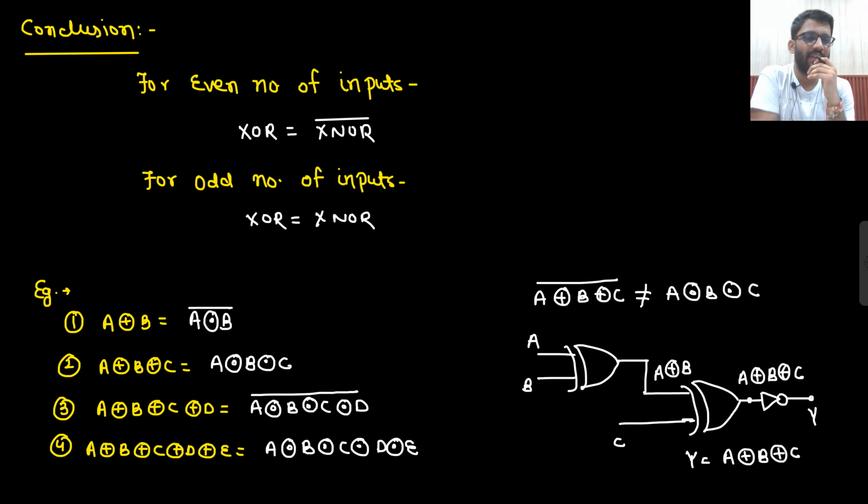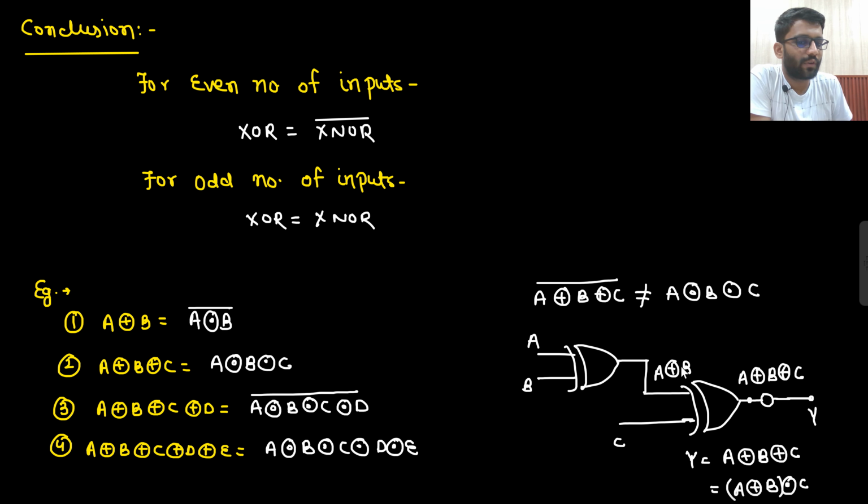Or how can I write Y? Think about it. Can I write Y as A XOR B, and bracket here, and XNOR C? Did you understand this point? This bubble was here, right? So this bubble can come here. If this bubble comes here, that means it is acting as an XNOR gate only.